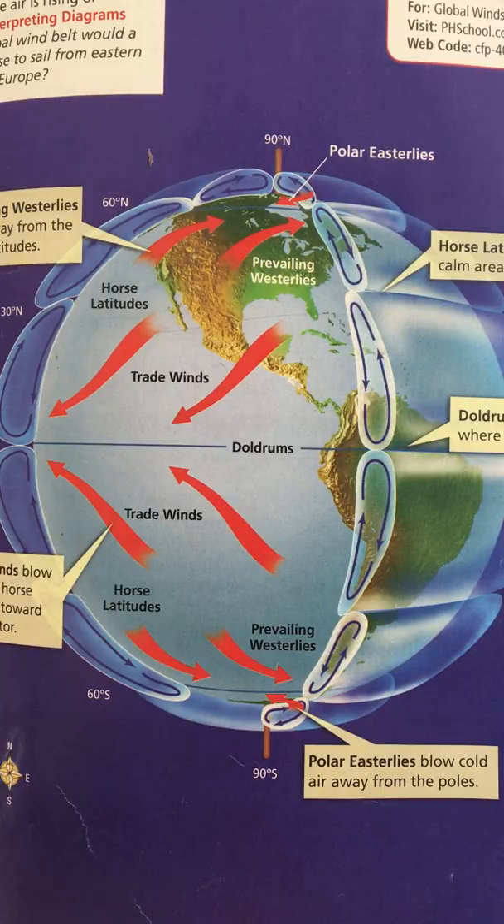On page 51 is a diagram that will have each one of these labeled: the doldrums, the horse latitudes, trade winds, and prevailing westerlies. This would be a useful tool to understand what I just read.